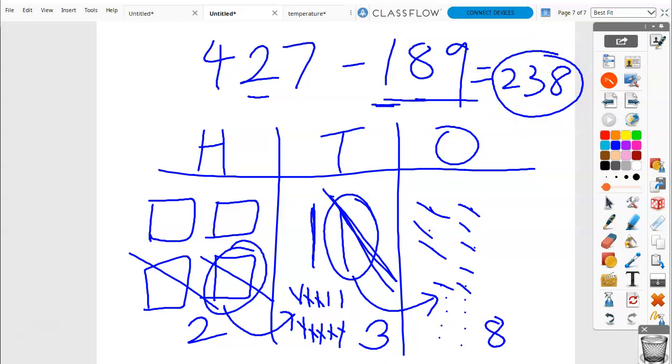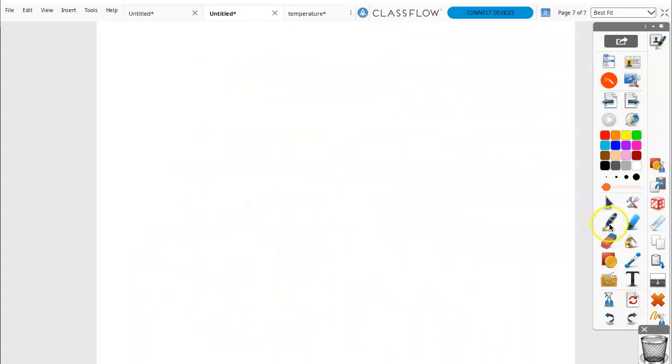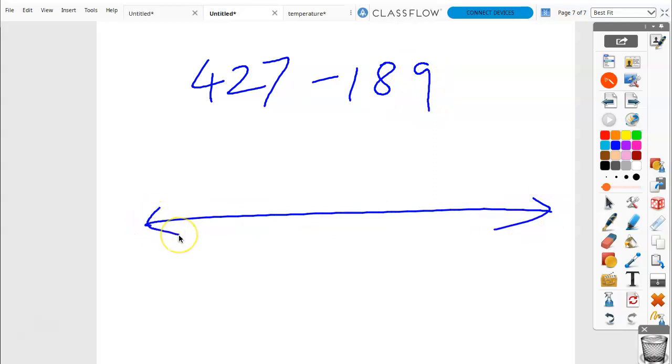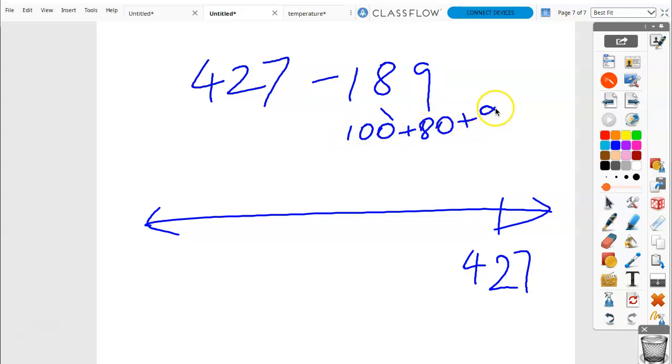Again, we can use a number line to solve this problem. 427 minus 189. Because this is a subtraction, we're going to go backward. So the total, the biggest number, is 427. Again, we're going to break apart 189. That will become 100 plus 80 plus 9. So let me take away 100 first.